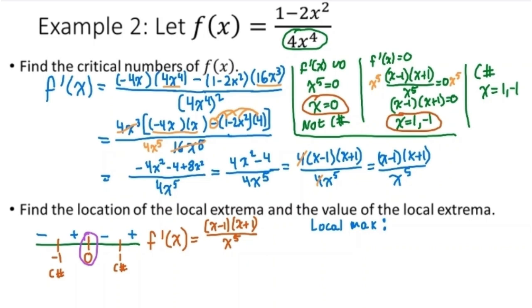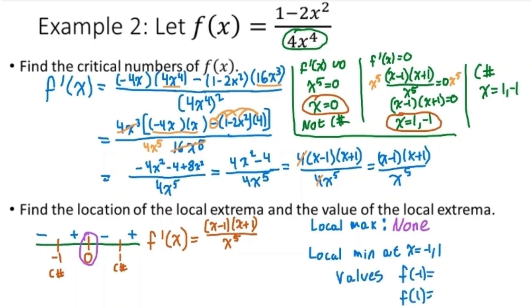If we look at 1 and -1, they're switching from negative to positive, so they cannot be local maximums. So our function has no local maximums. As for local minimums, we do see at 1 and -1, they both have our derivative switch from negative to positive. So both 1 and -1 would be the location of local minimums. To figure out the values, we'll plug -1 and 1 into our function. f of -1 and f of 1 are both -1/4.